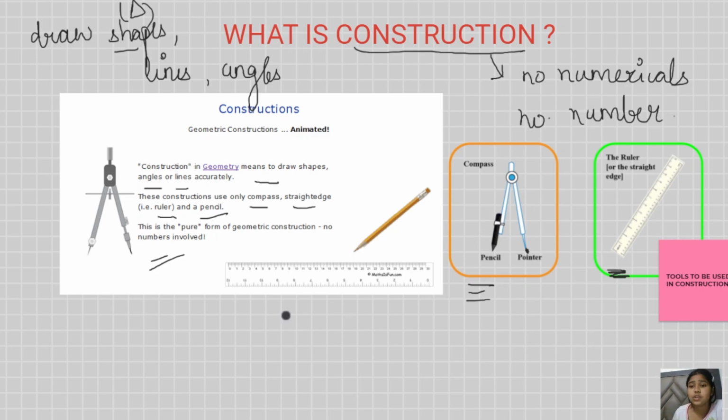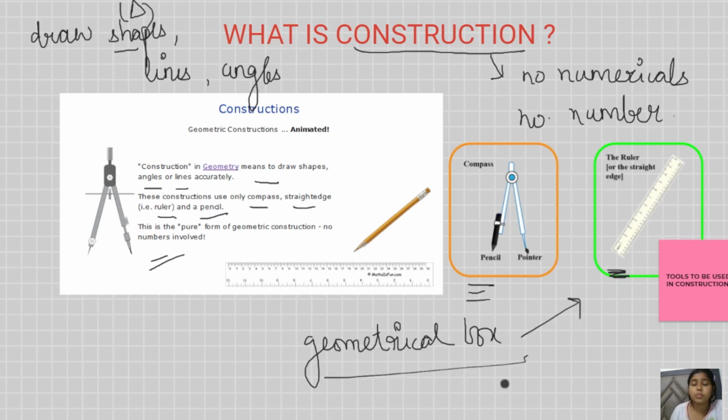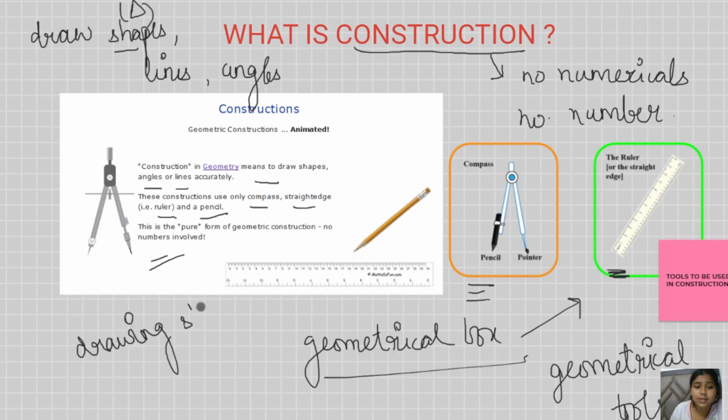So these are the important geometrical tools that must be in your geometry box, so as to draw the construction shapes. These are the geometrical tools, am I right? So this is what we call a construction: the drawing of shapes, angles and lines.